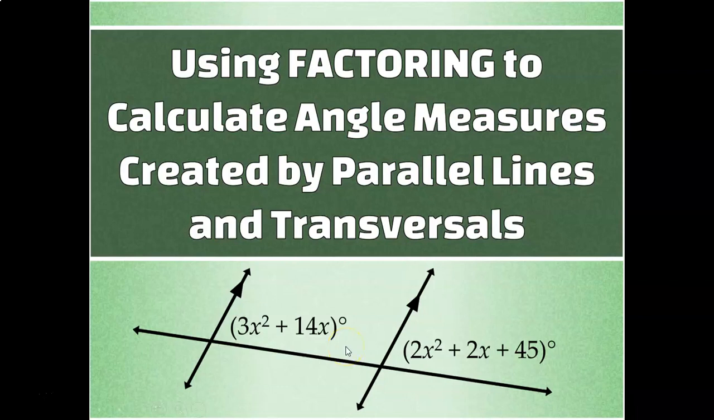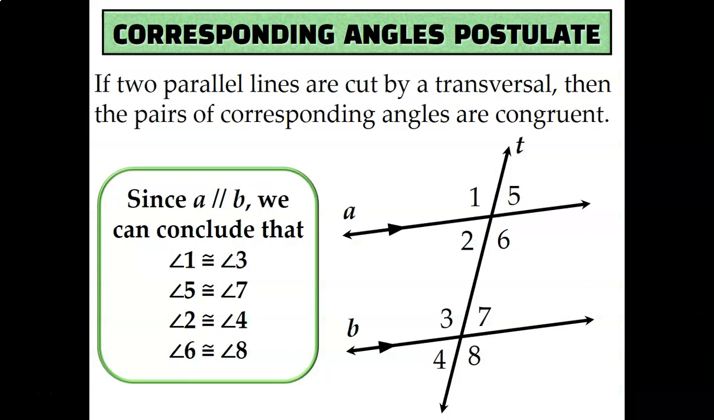So for example, in the diagram that you see on the screen, these two marked angles are still just corresponding, so I would set them equal to each other and solve. But the solving part is going to be a little bit more challenging because of the x squareds. So before we get started on dealing with the x squareds, let's make sure we remember what kind of pairs of angles we're looking for.